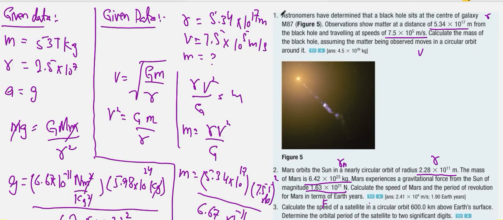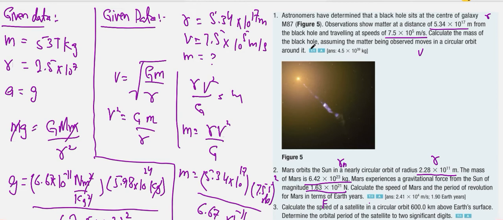In question number 1, the stated values are distance and speed. These two values are given, and what we have to find? We have to find the mass of the black hole.